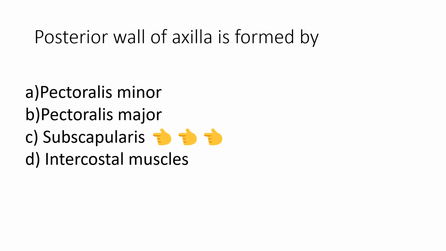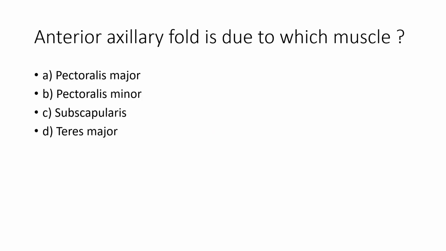And one more question. This is kind of a homework question for you guys. The anterior axillary fold is due to which muscle? Try to answer this question, because this question is very simple, guys. The anterior axillary fold is formed due to which muscle? Is it pectoralis major, pectoralis minor, subscapularis, or teres major?